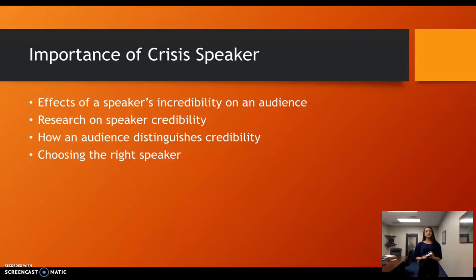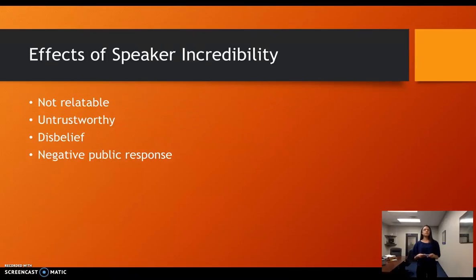So the importance of the speaker during crisis communication. Some of the things that we need to look out for are the effects of a speaker's credibility on an audience. We've also looked into the research that's been done on speaker credibility and how an audience distinguishes this credibility, as well as choosing the right speaker for each situation.